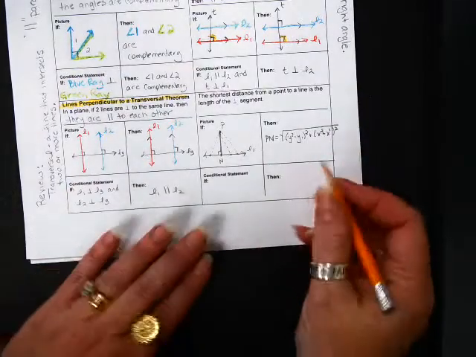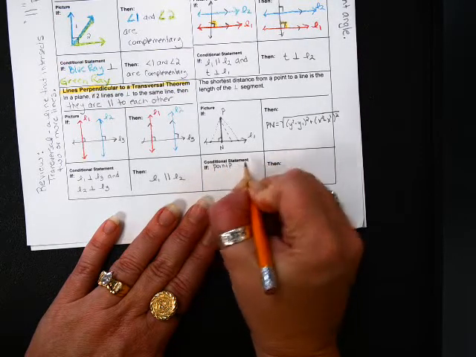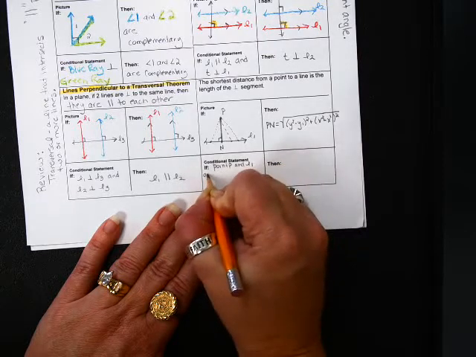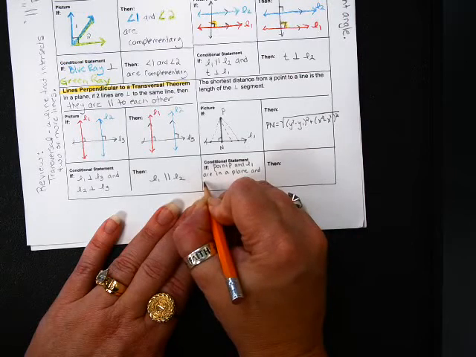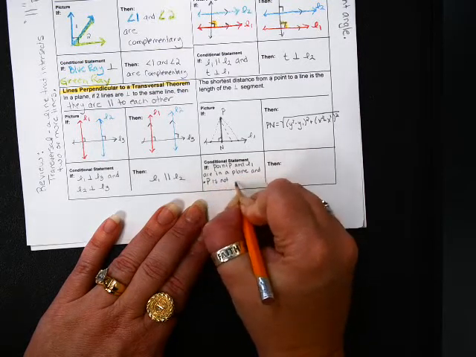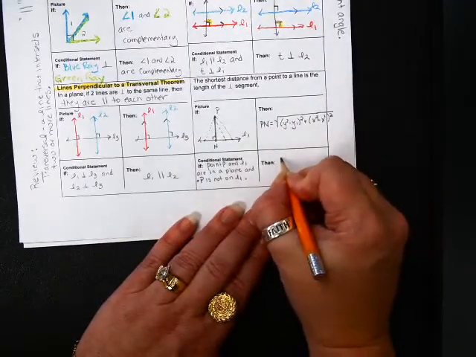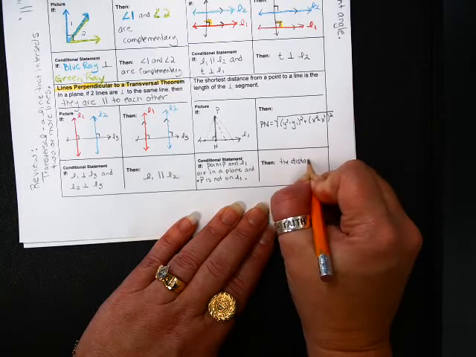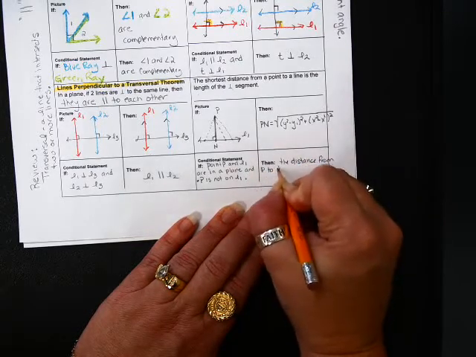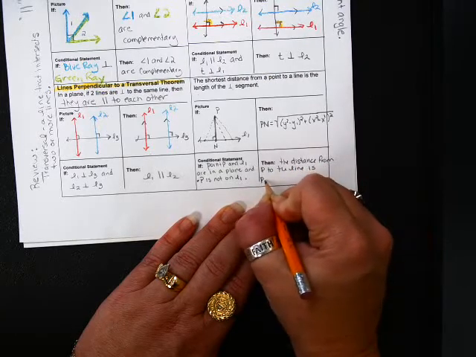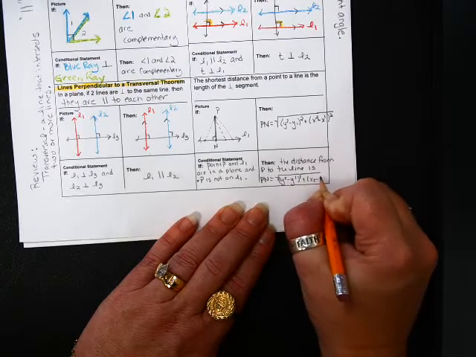Okay. So here, if point P and line L are in a plane, and point P is not on L, line 1, then the distance from P to N, from P to the line, is PN equals the square root of y2 minus y1 squared plus x2 minus x1 squared.